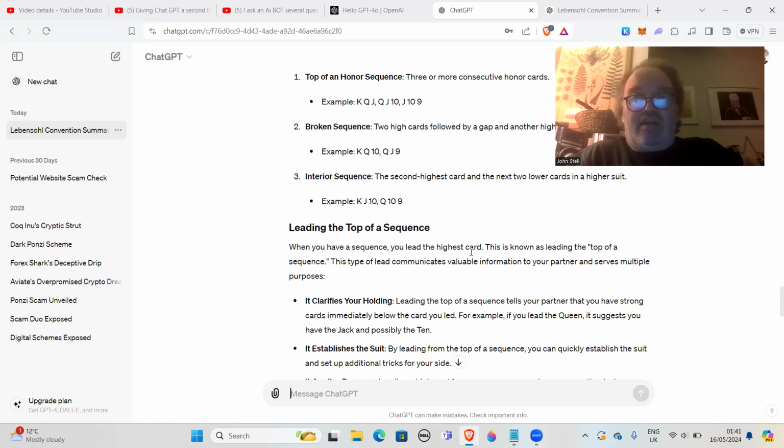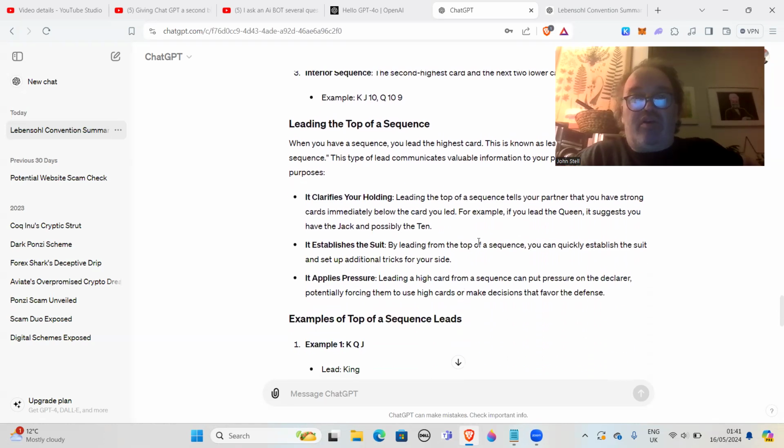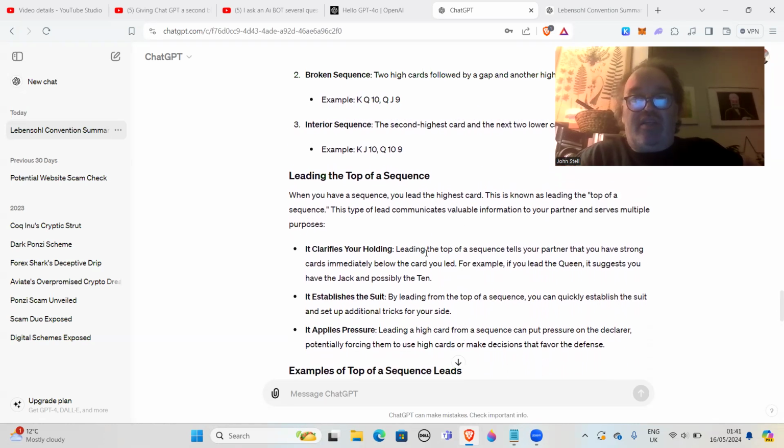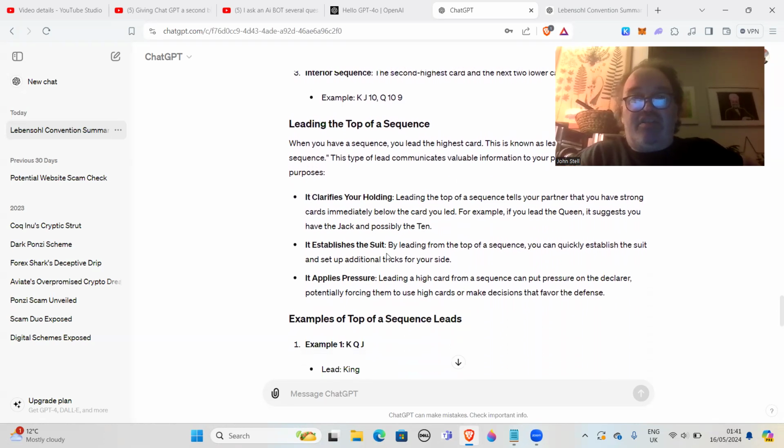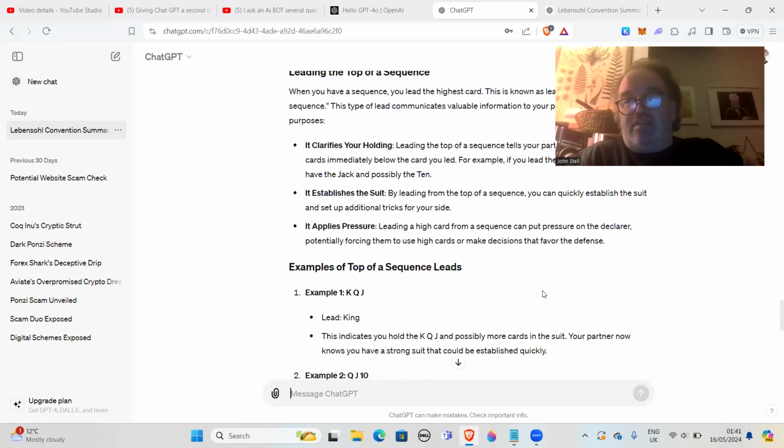Leading the top of a sequence. When you have a sequence, you lead the highest card. This is known as leading the top of a sequence. This type of lead communicates valuable information to your partner and serves multiple purposes. It clarifies your holding. Leading the top of a sequence tells your partner that you have strong cards immediately below the card you led. For example, if you lead the queen, it suggests you have the jack and possibly the 10. It establishes the suit. By leading from the top of the sequence, you can quickly establish the suit and set up additional tricks for your side. It applies pressure. Leading a high card from a sequence can put pressure on the declarer, potentially forcing them to use high cards or make decisions that favor the defense.